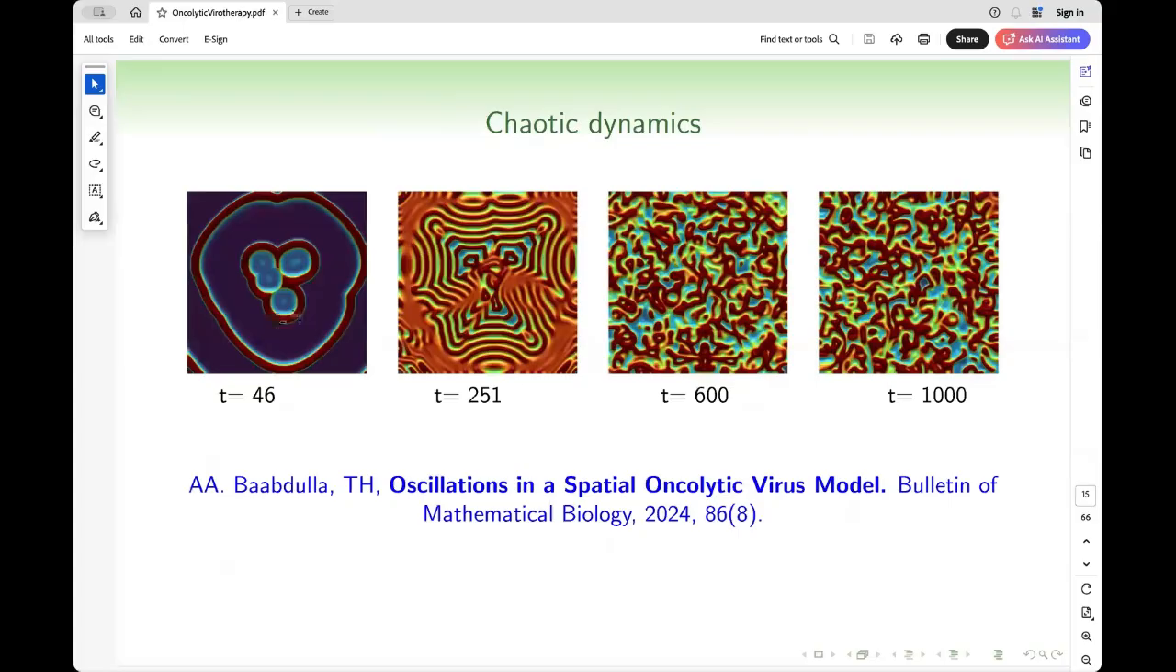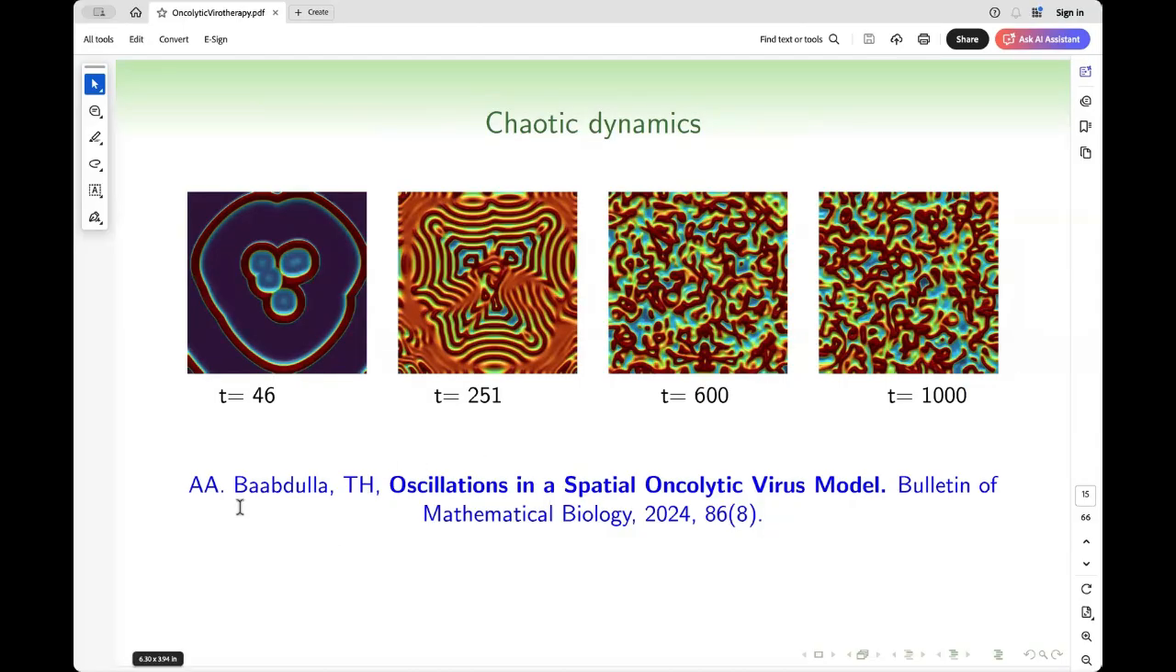If we run this very long, so here we use 5 inoculations in the middle, so we get a deformed ring forming. But then over long times, 251, 600, 1,000, we get very chaotic patterns. And this goes on and on. This is not standing still. It is wobbling and mixing and rotating and going on and on. So we get very complex oscillations in this very basic oncolytic virus model.